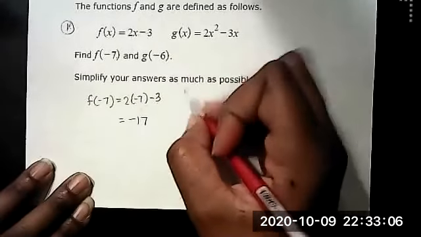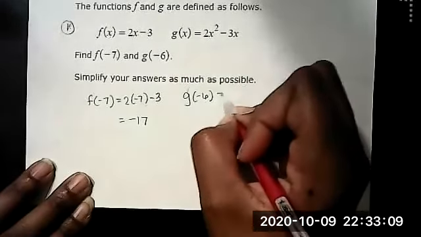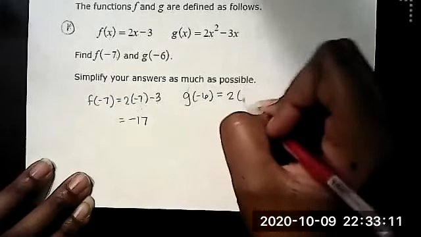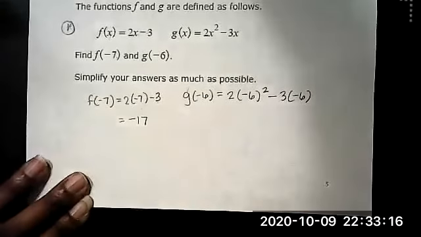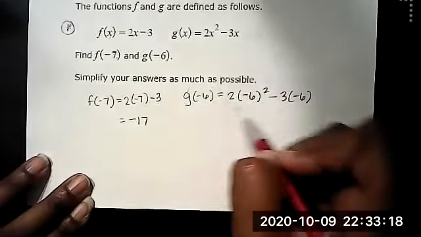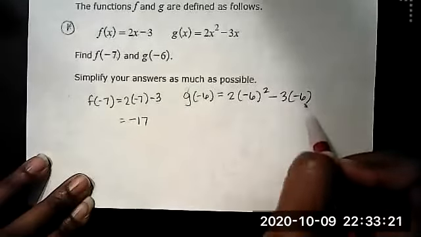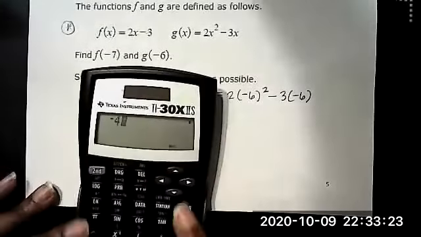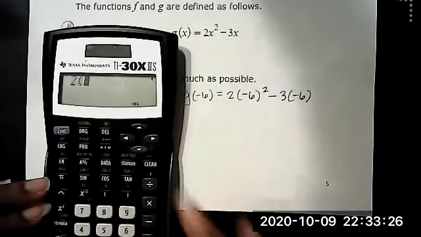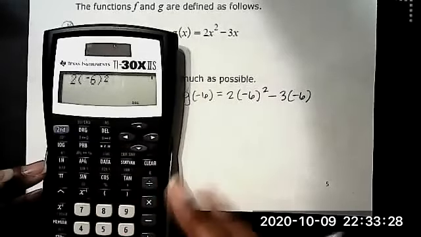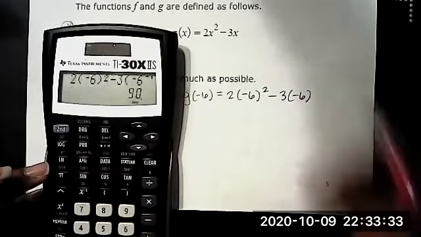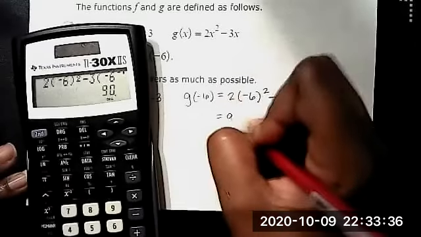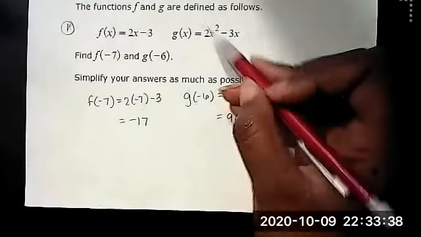Same thing here, g of -6. They want you to replace x with -6, both times. As you see, x became -6 there, and x became -6 there. I can just throw that in my calculator. 2 times -6 squared minus 3 times -6. And you got 90. So your answer there is 90. So g of -6, I put -6 in there, and I got 90.